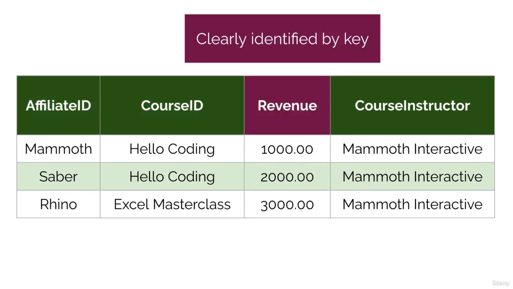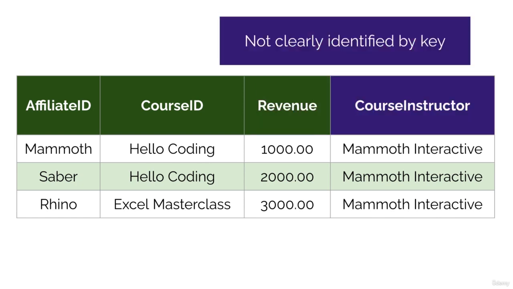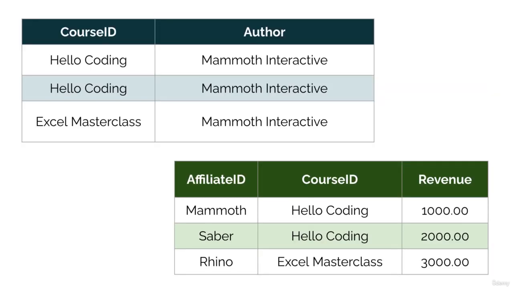Then we have the revenue column, and this is clearly identified by the key because a revenue here is just a value. However, the course instructor is not clearly identified by a primary key because the course instructor is better organized in a separate table. So instead, we would put the course instructor or author into a different table that was matched to a course ID. That way, if you wanted to find the course instructor, you would just go into the courses table.